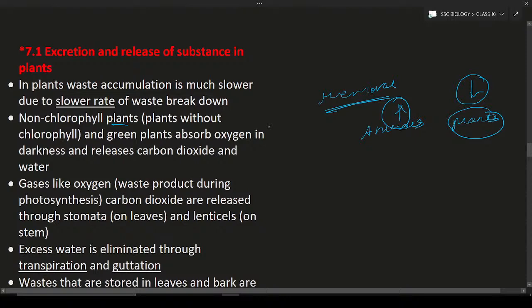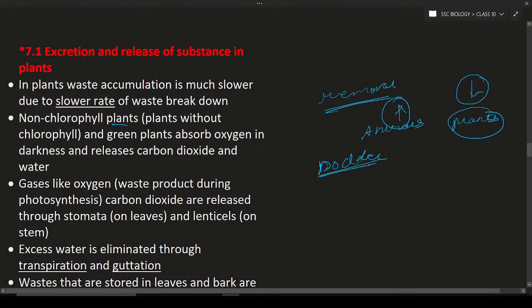Our question is, which plant does not have chlorophyll? We discussed this in the first chapter: the parasitic plant. What is meant by a parasitic plant? Can anyone answer? A parasitic plant is nothing but dodder. So the dodder is a parasitic plant.